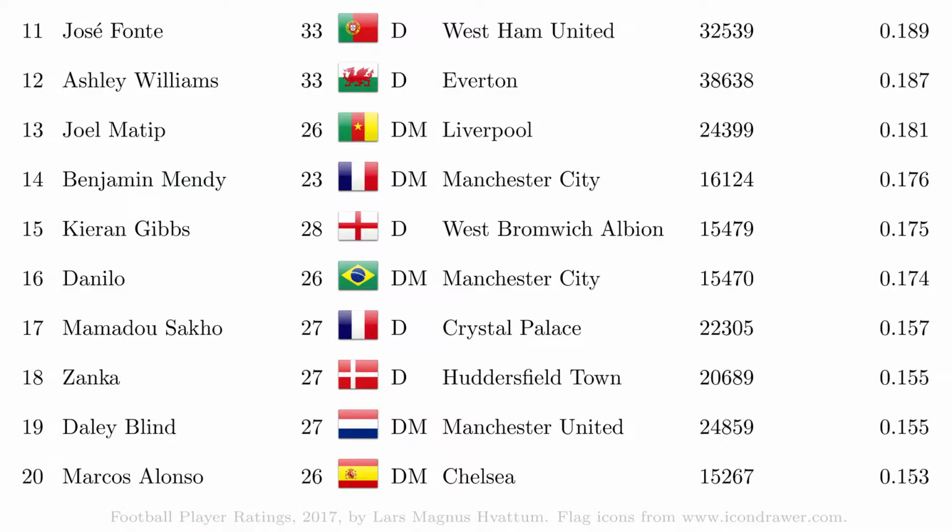Just to explain the data that are on screen now, we have from left to right the rank of the player, the name of the player, the current age, the player's nationality, the player's position, with D for defender, M for midfielder and F for forward, their current team, the number of minutes played in the matches included in the database, and finally, the rating according to the regularized adjusted plus-minus rating system.